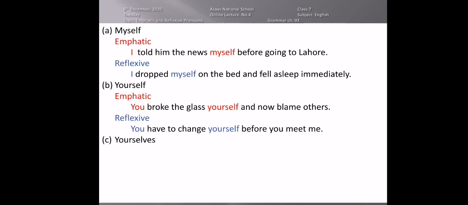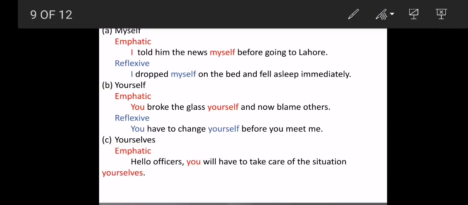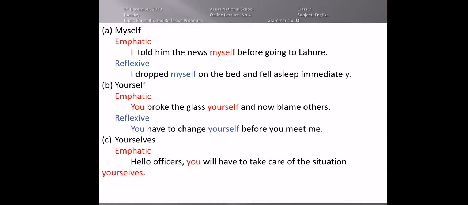See the third one, yourselves. It refers to the second person plural. Let's use it first as an emphatic pronoun. Hello officers, you will have to take care of the situation yourselves. You is the subject here. Will have to take care is the action, and the situation is the object. Yourselves is not the object. Therefore, it is an emphatic pronoun.